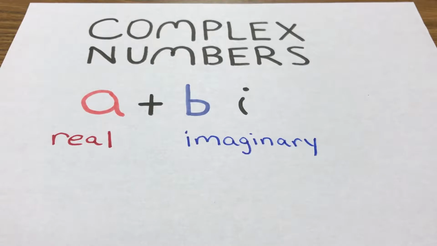Now for complex conjugates, for any complex number, you can take its complex conjugate. All you have to do is switch the plus or minus sign on the imaginary part. Just switch the plus or minus sign on the imaginary part. So let's take a look at a quick example.